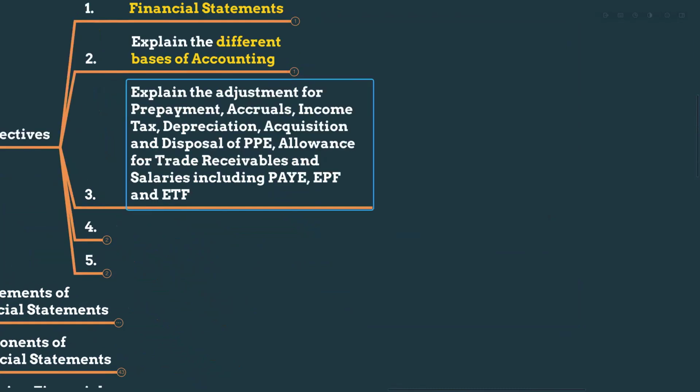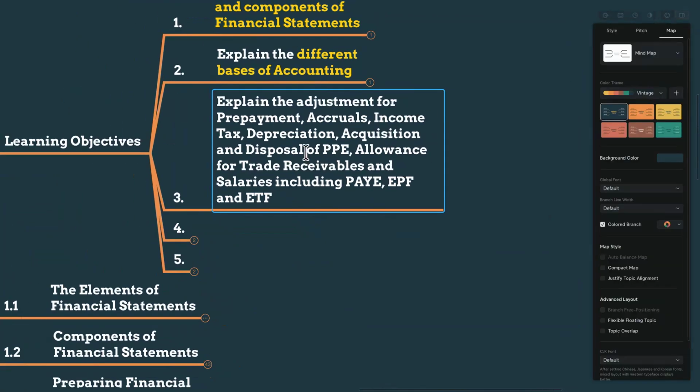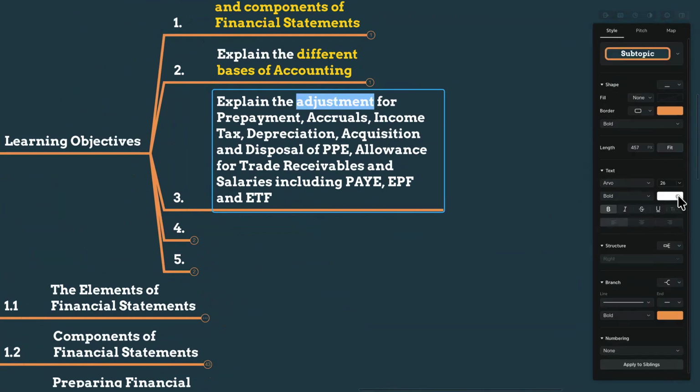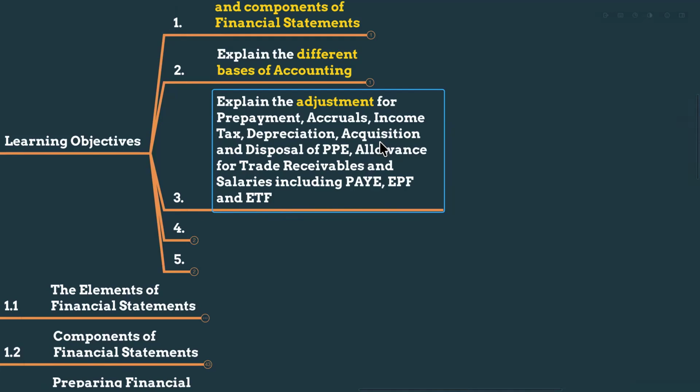We will also explain the adjustments for prepayment, accruals, income tax, depreciation, acquisition and disposal of PPE, allowance for trade receivables and salaries including PAYE, EPF and ETF. No worries about these things. We are just going to learn about adjustments: adjustment for prepayment, adjustment for accruals, income tax, depreciation. If you are purchasing non-current assets, or selling them, disposal means selling, right? Then allowance for trade receivables and salaries including PAYE, EPF, ETF calculation. So everything we will study.